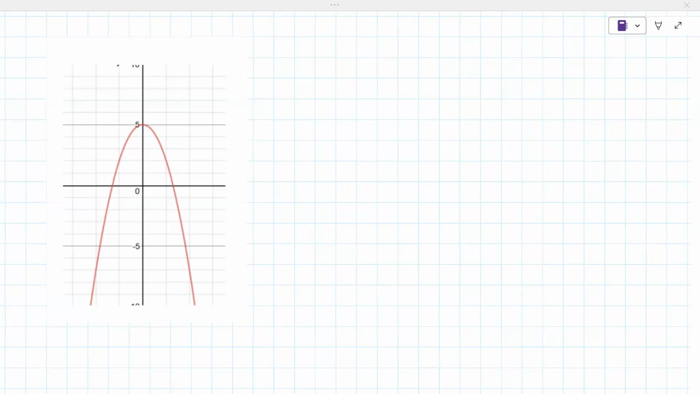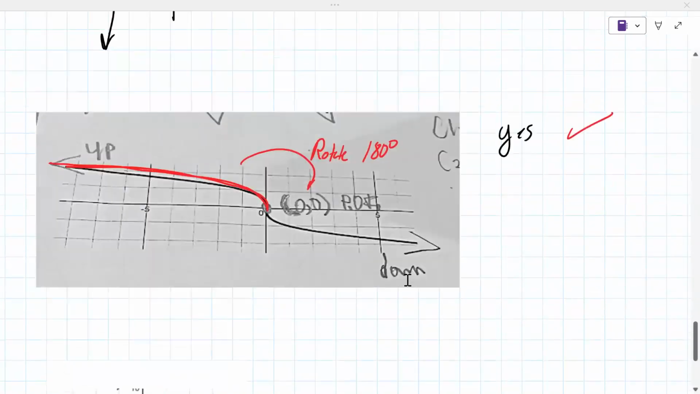Okay, that's not even, and it doesn't go through the origin, so no. What's the rule for even? What did you write down in your notes? My rule for even is that it needs to be the same, the same lines.